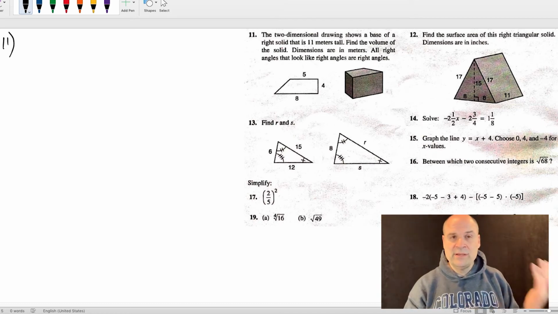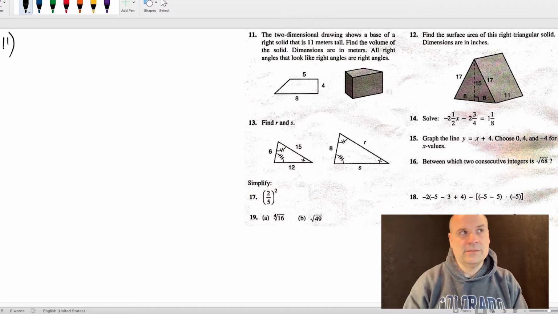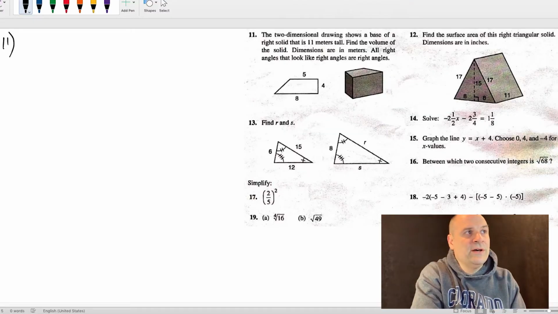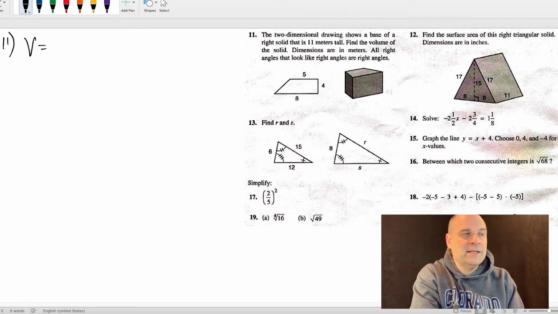So there's 11 layers. Okay, it's like a really nice, yummy cake. Trapezoid cake is what it is. So how do you find the volume of a prism or a right solid?